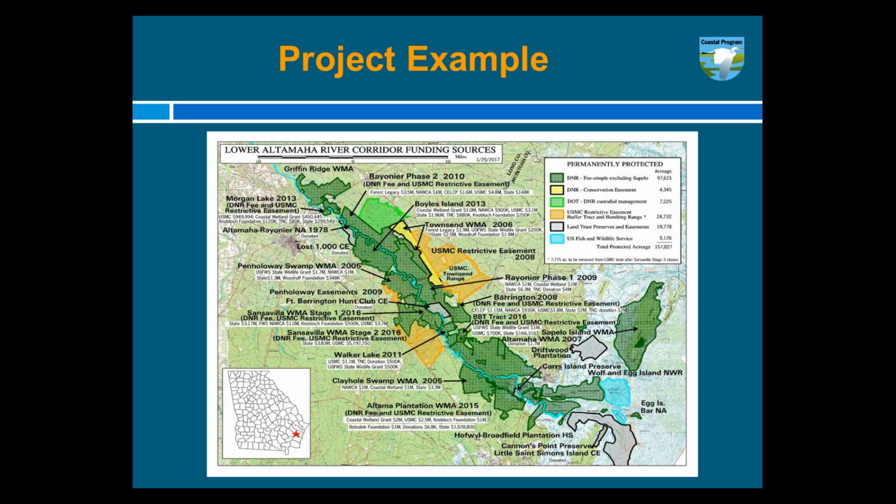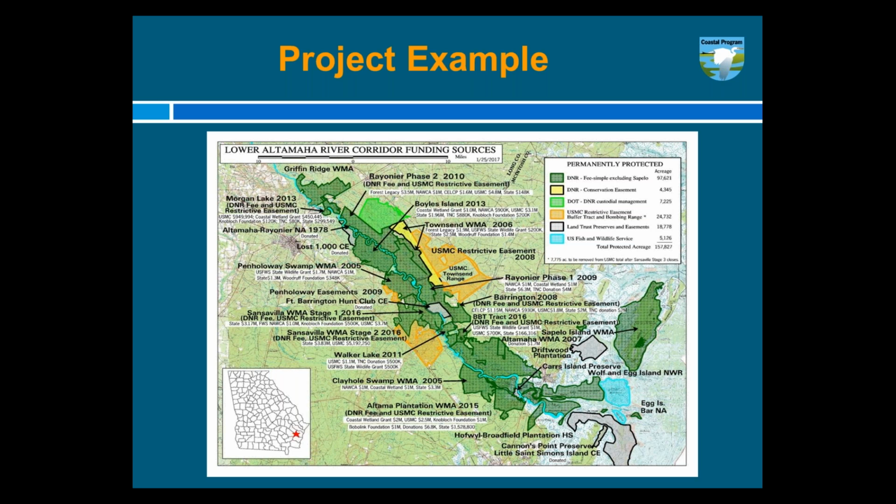This is another project example. This is a river down in Georgia that the state of Georgia has been working on for quite a while, and they've come back for several different grants to purchase land in this corridor. You can see the different projects and the different dates that they came back. They're basically marching up the river, putting the pieces of the jigsaw puzzle together to protect this corridor.